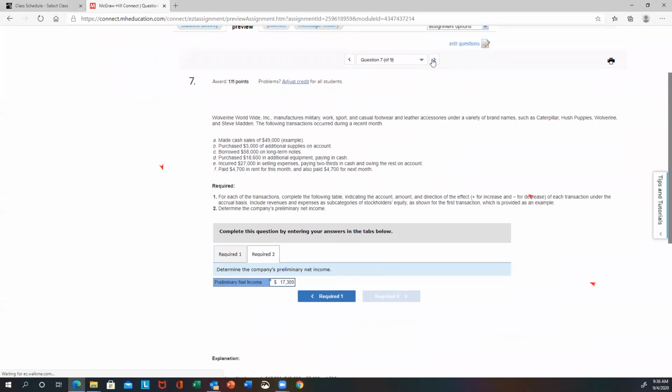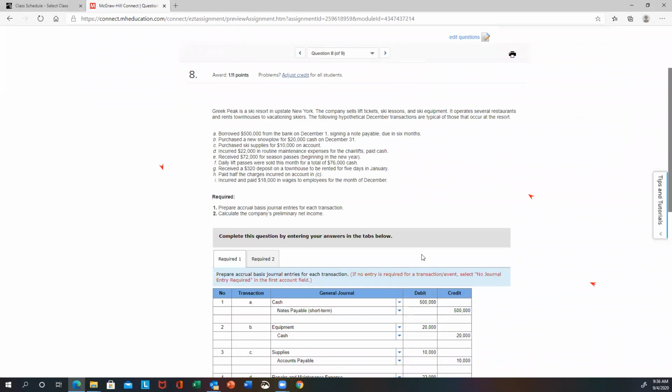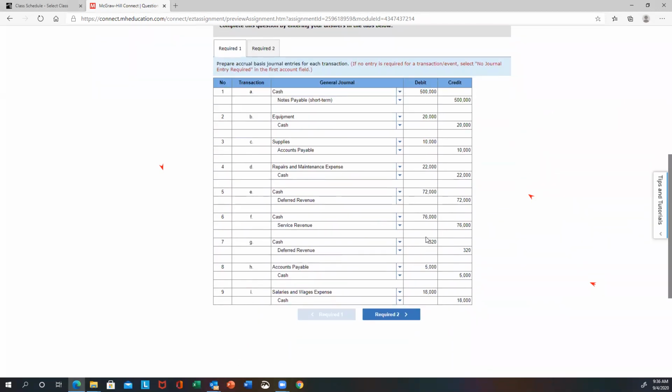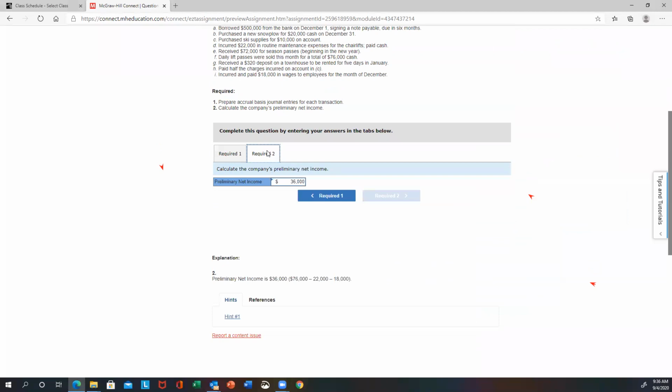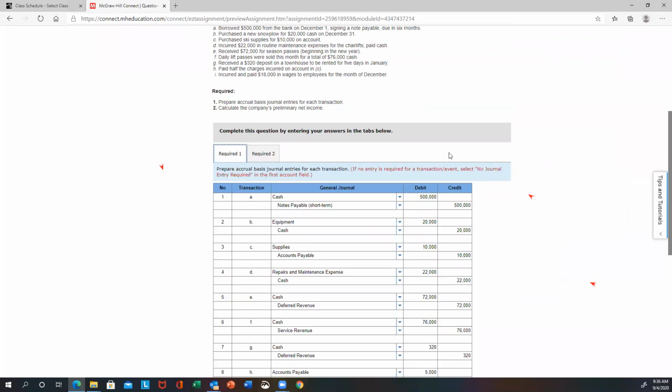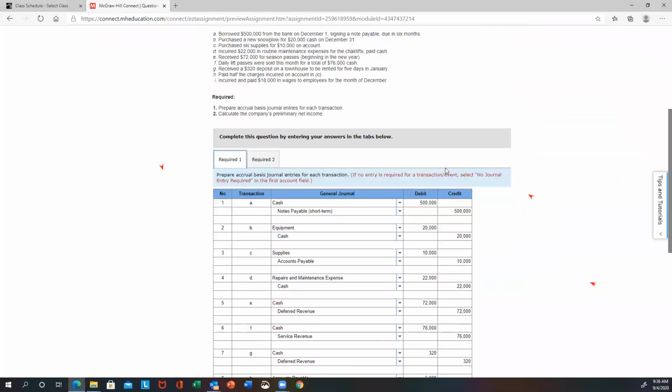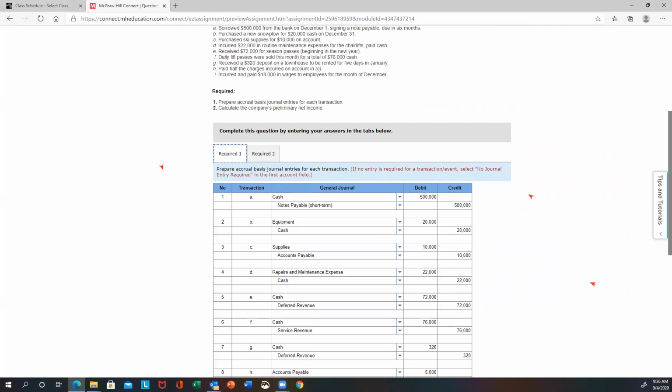All right. 2 more. On this one, again, we'll look at the journal entry aspect of it. You can check these out. And then I think the question again is how much is your preliminary net income? And then you can see as you go through these, again, I'll comment on these. Some of these are starting to be repetitive, but here's your borrowing where you're debiting cash, crediting notes payable.